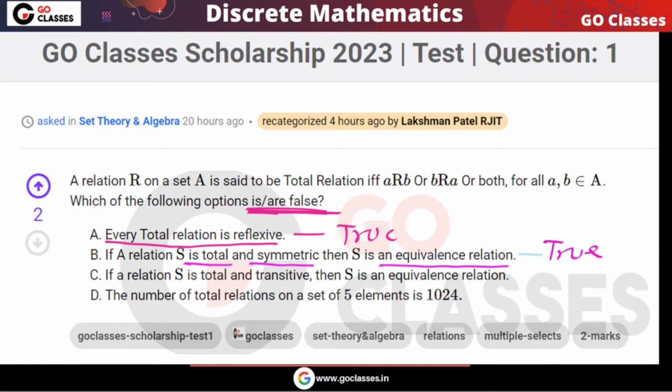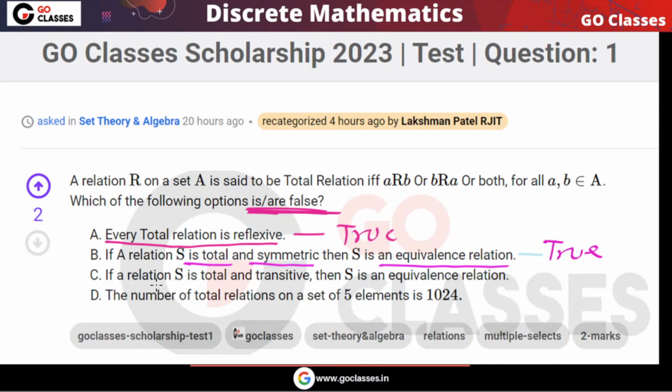Okay, now let's see option number 3. Is that true or false? Tell me. Option number 3, option C. Is that true or false?